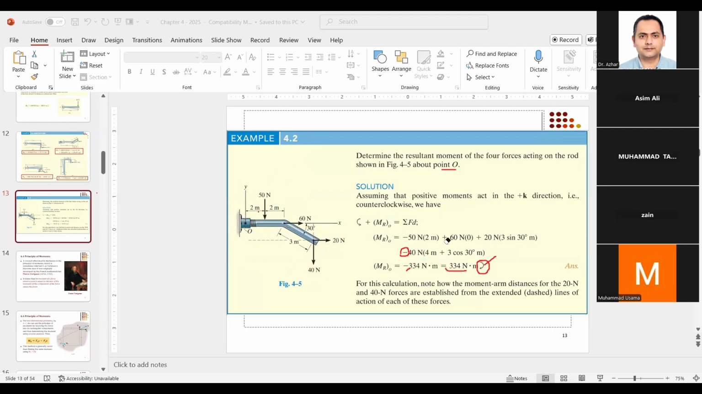Okay, so this finishes this problem. Does anybody have any other question related to the problem? Okay, there's no question. Then I will move to the next slide.